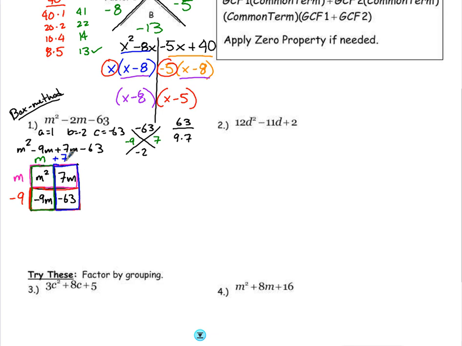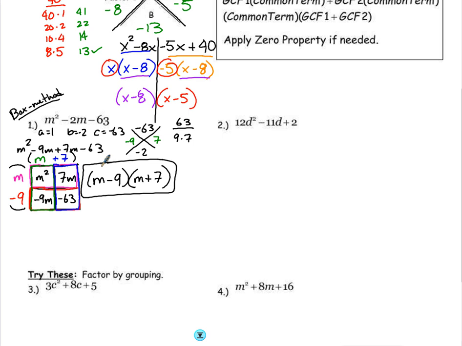So when I look at my factors now, what's written down here on the, I guess, y-axis, and what's written on the x-axis are going to be my two factors of my problem: m minus 9 times the quantity m plus 7. And this is the box method. I really think it's a great way to revisualize your problem. It also gets the same result, just a different way.